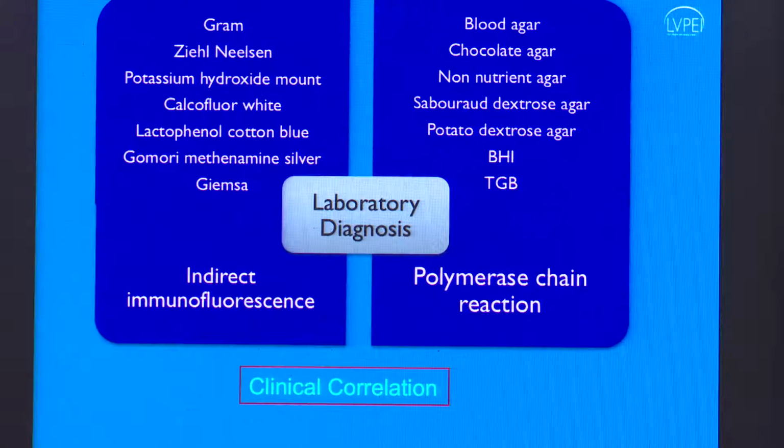Several types of stains can be done, but at least we say that in secondary centers where the facilities are not much, we should have one microscope, gram stain, and potassium hydroxide examination of the corneal scraping. But in tertiary centers, you can have different other types of stains, which are mentioned here. And the type of media that we use are also mentioned in this slide.